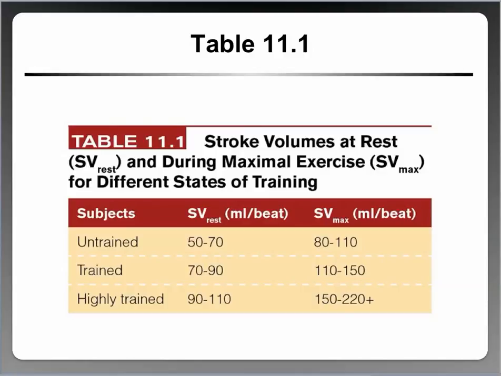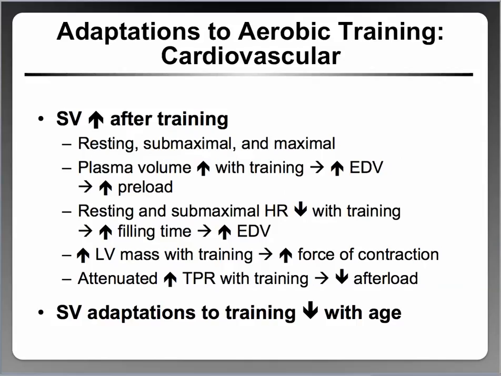And the difference between trained and highly trained is about 32%. And then if you compare untrained to highly trained, there's about a 50% increase in stroke volume that you see with highly trained individuals. All right, so now we'll go to the second point, and why do we see this increase in stroke volume? I think we've talked about this before, but it's an important concept. What you see is an increase in plasma volume. The plasma volume expands with training.